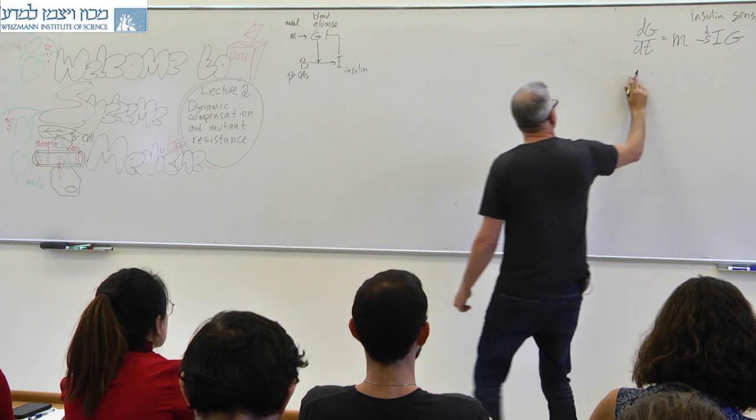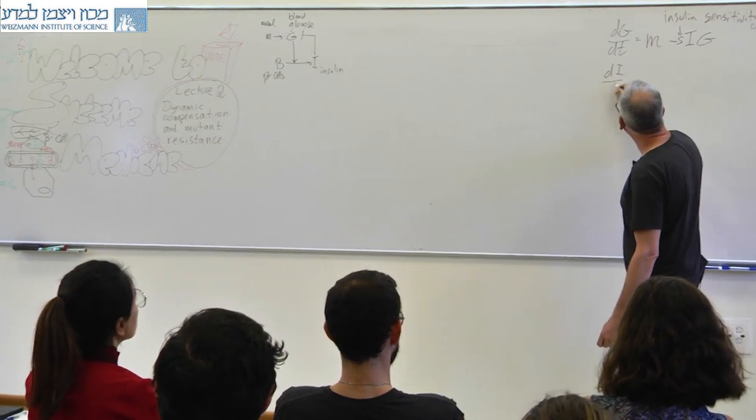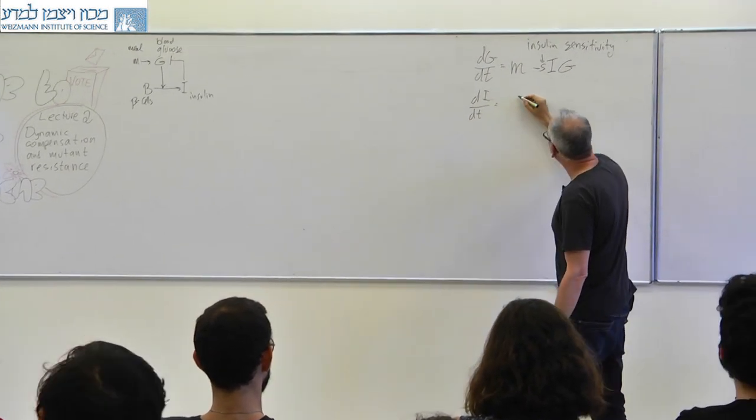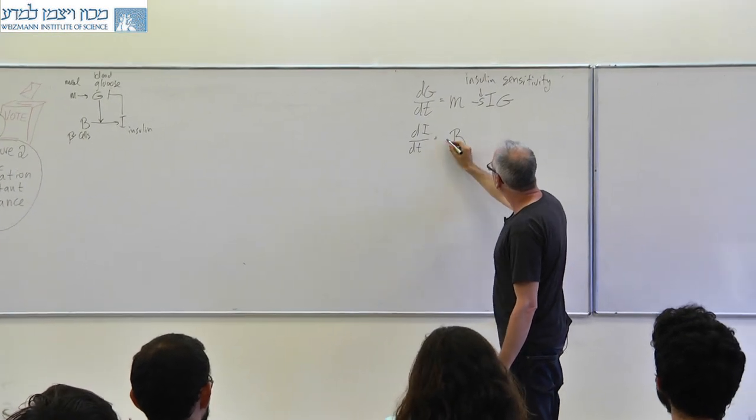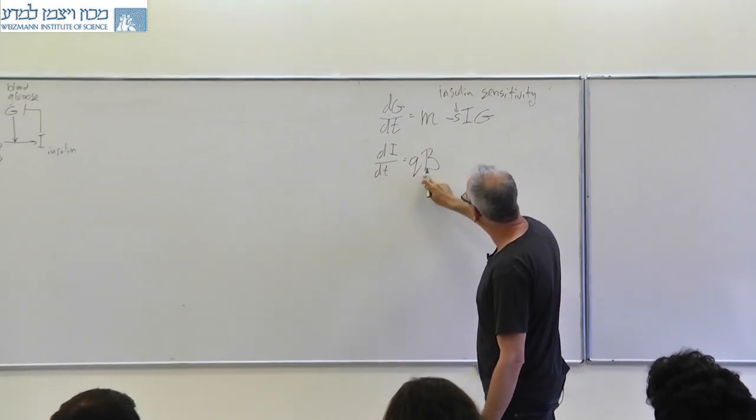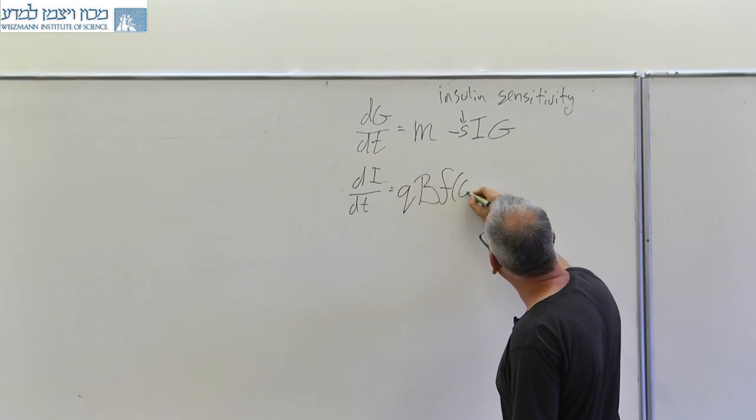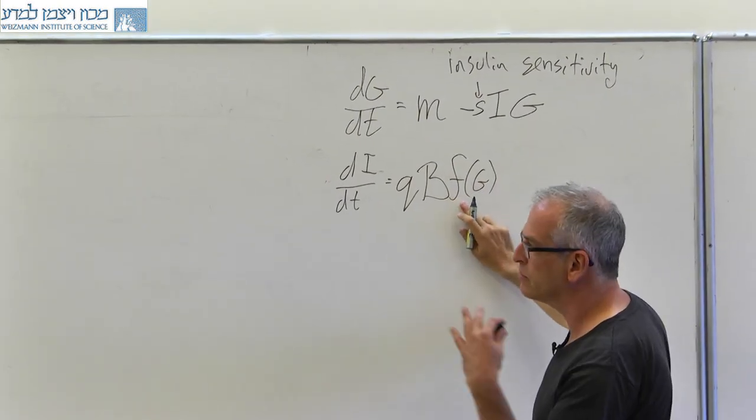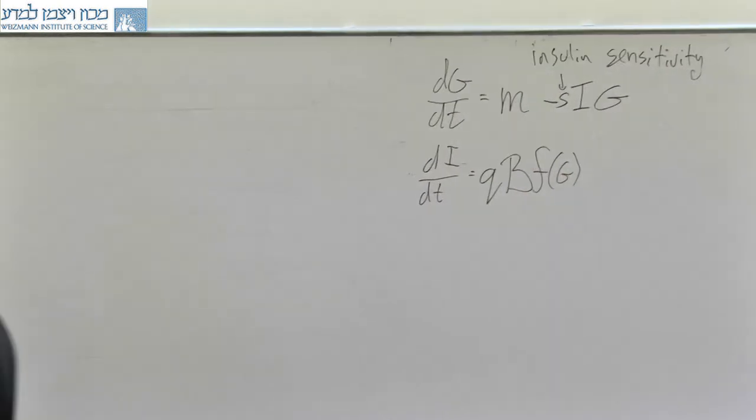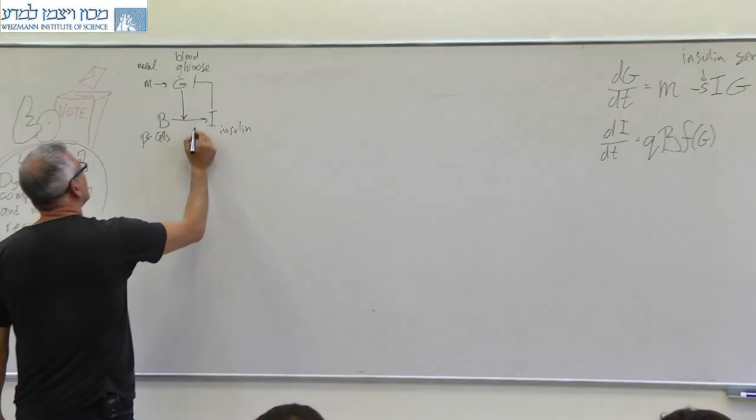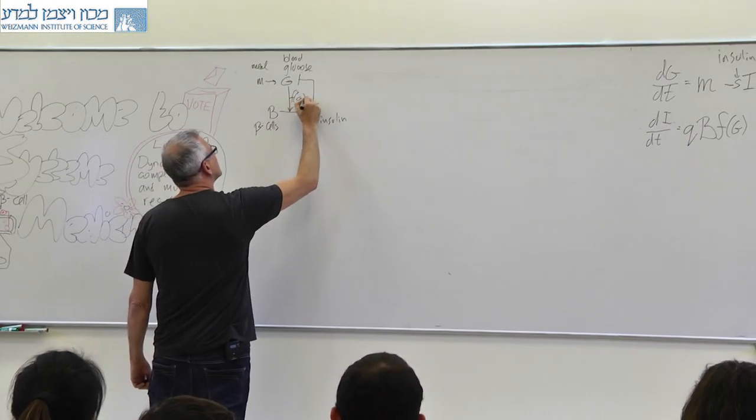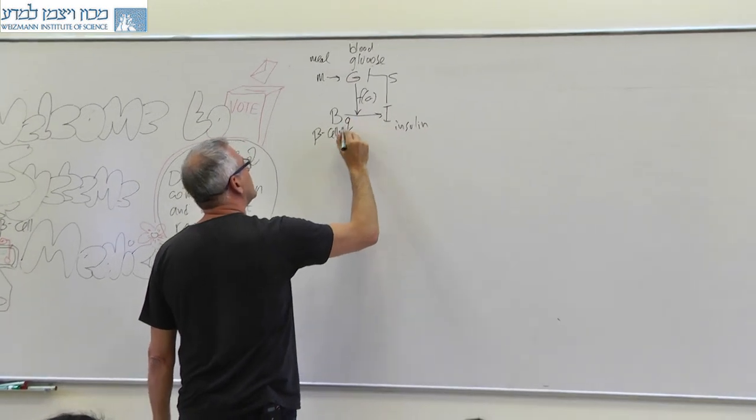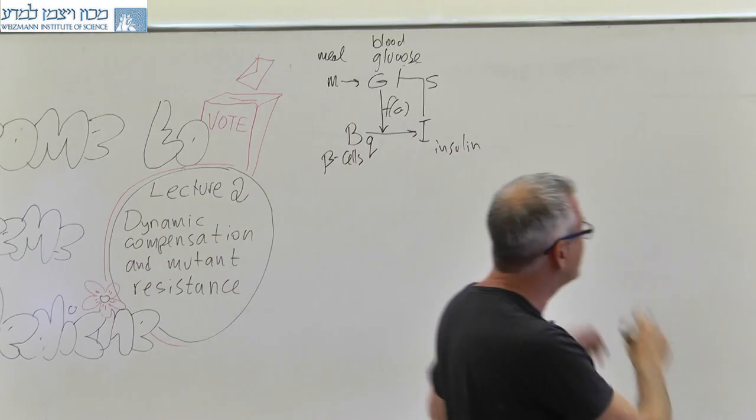And then we talked about insulin secretion. So this is the rate of change of blood insulin. It's made by beta cells. This is the maximal secretion rate per beta cell. And then there's some control function where the more glucose, the more secretion. That's this control function here, f of g. This is s. Here we have q. All these parameters are on this graph.